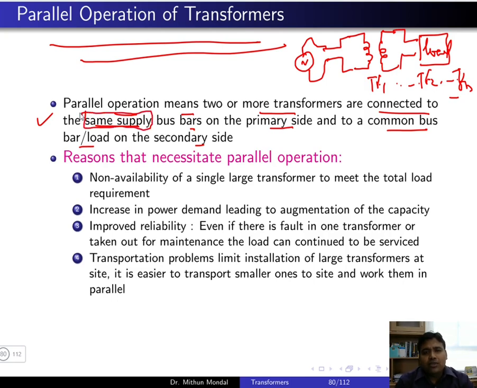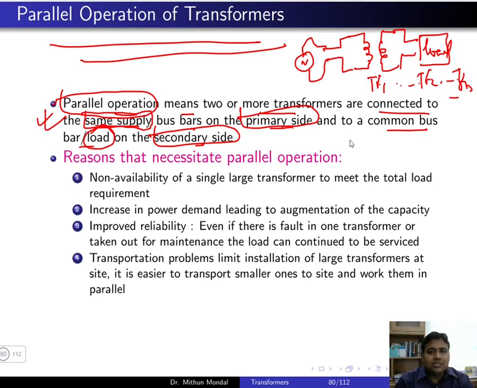So the primaries of all the transformers will be connected to the same supply, and the secondaries of all the transformers will be connected to the same load. Then that system of operation is known as parallel operation. So parallel operation will bring all the transformers under the same condition, where the primary circuit is connected to the source and the secondary will be connected to the load.